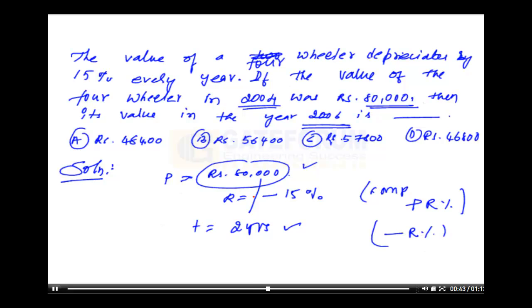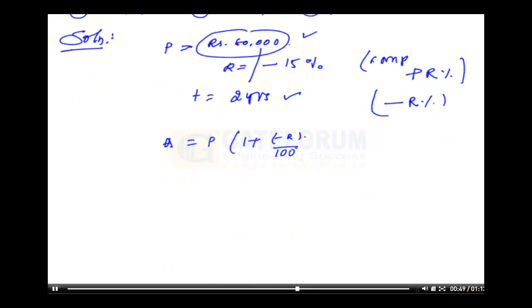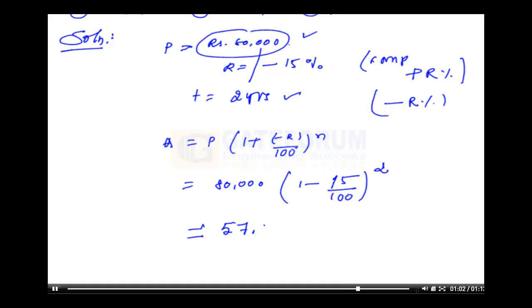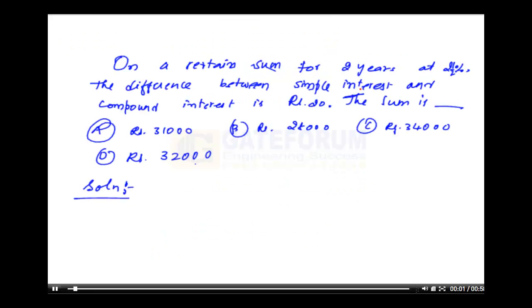So, we'll use the same formula of compound interest. That is, amount equals P into (1 plus or minus R by 100) raised to the power of n, which is 80,000 into (1 minus 15 by 100) whole square. If we simplify this, the value will be 57,800 rupees. So we can say that after 2 years, 80,000 will depreciate to 57,800, which is option C.